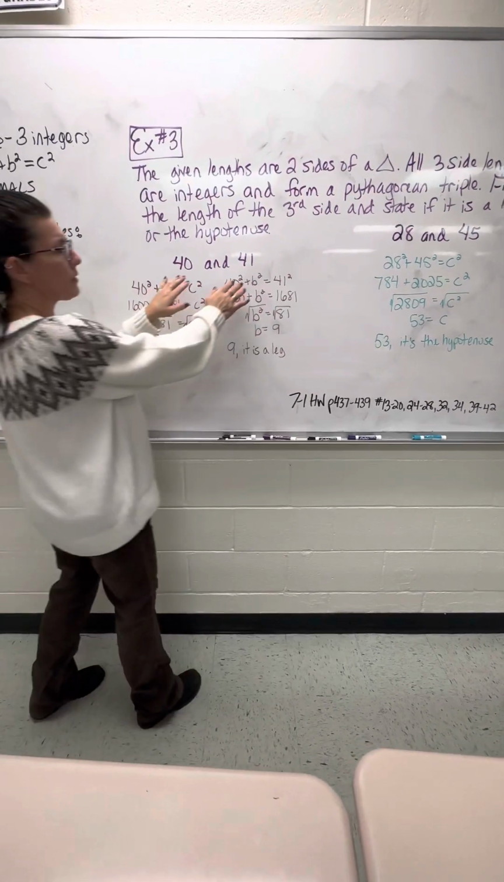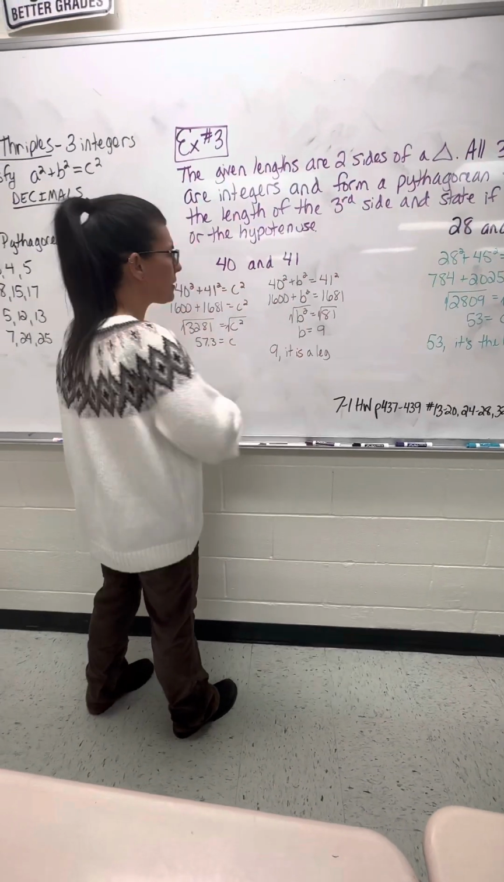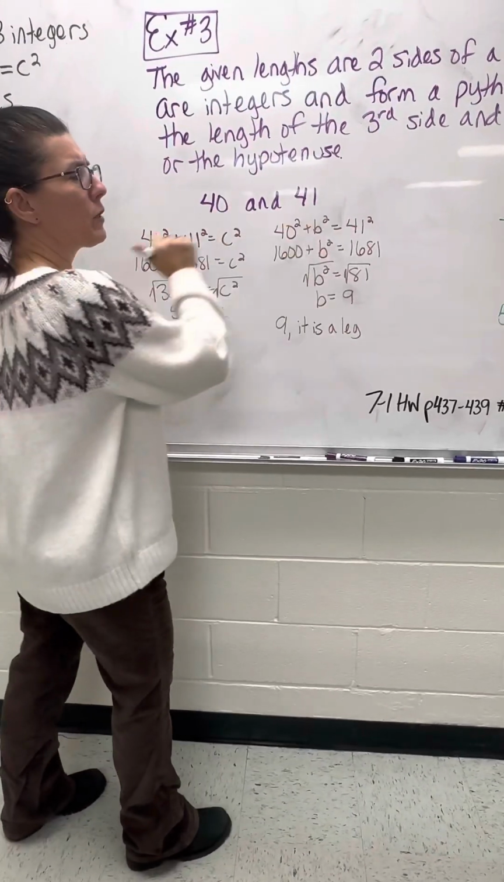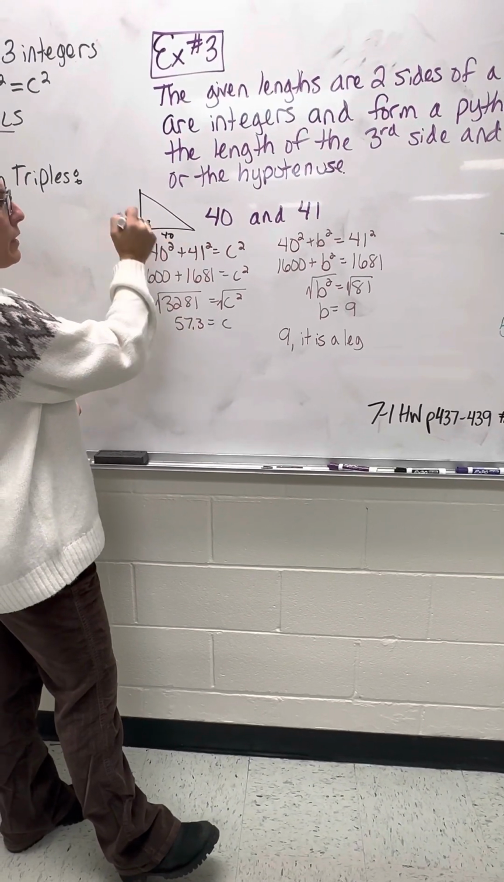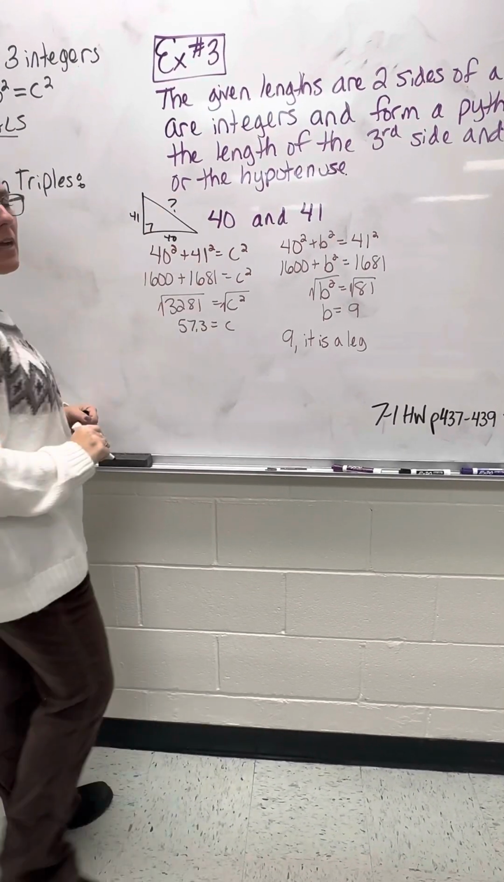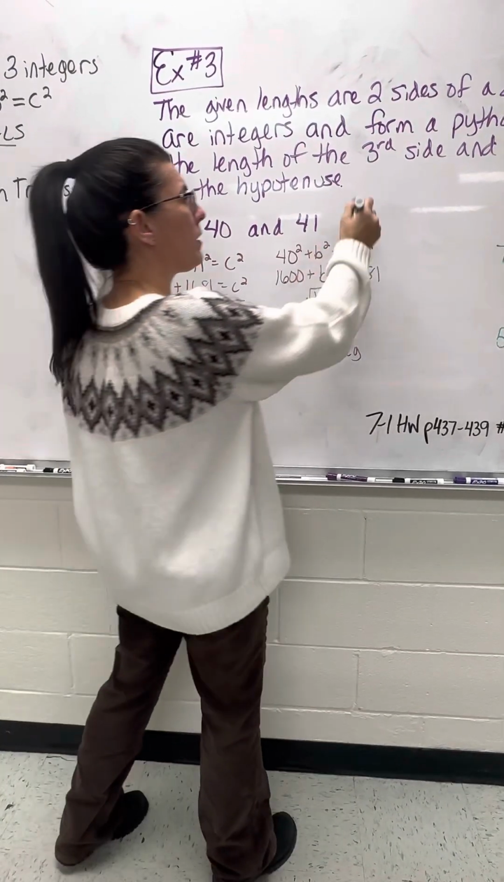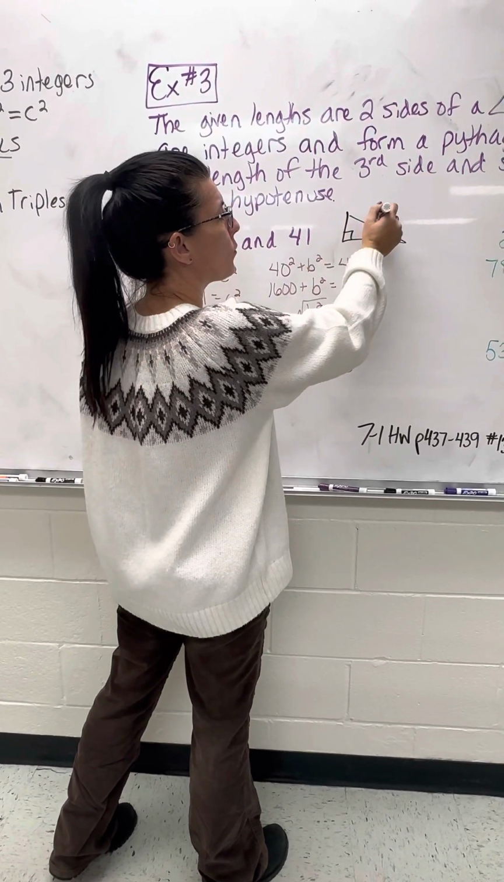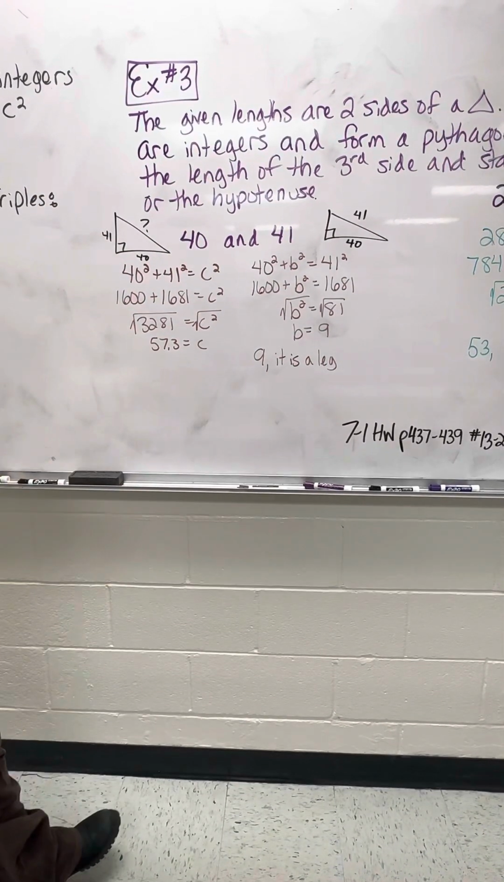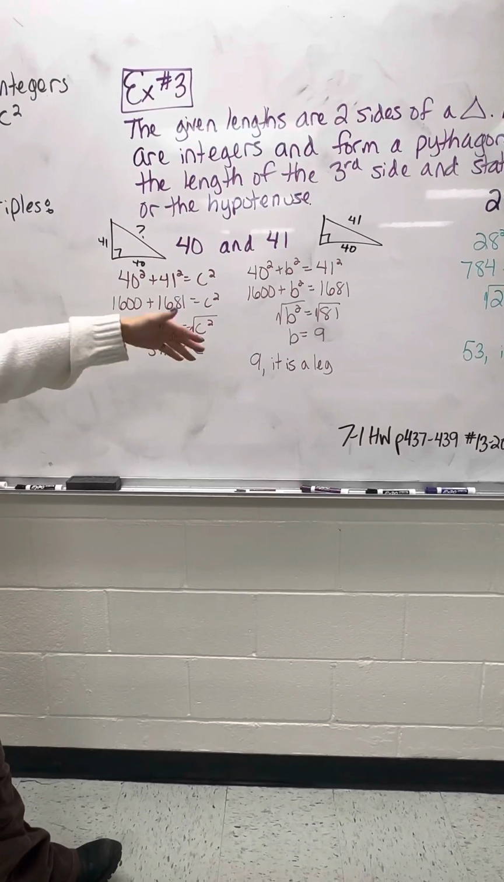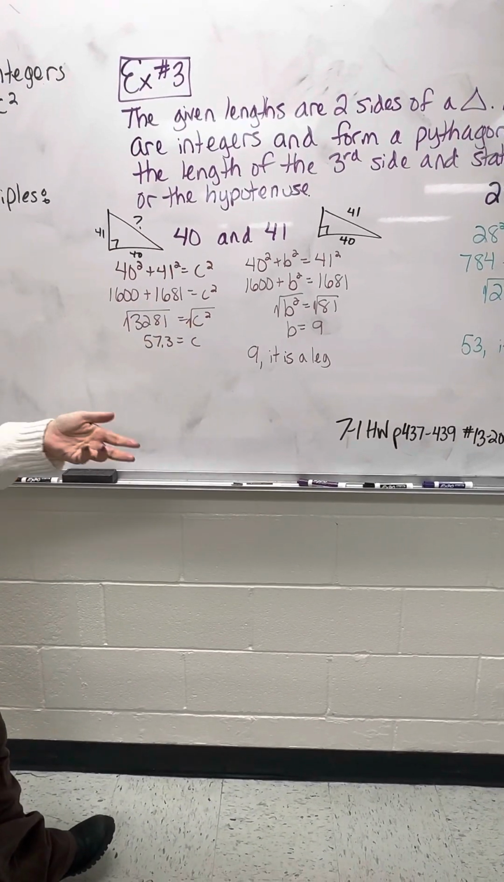So looking at my first example, we have two scenarios. We have 40 and 41. It could look like this, where we have 40 here, 41 here, and this is the side that we don't know. Or it could be this scenario where 41 is my hypotenuse and the other side is a leg. We have to figure out which scenario works so that we can find an answer that doesn't have a decimal.